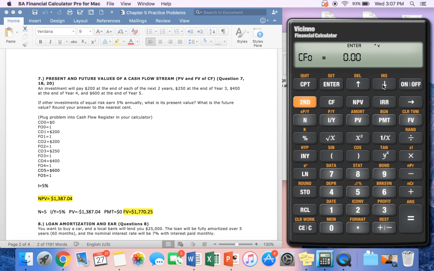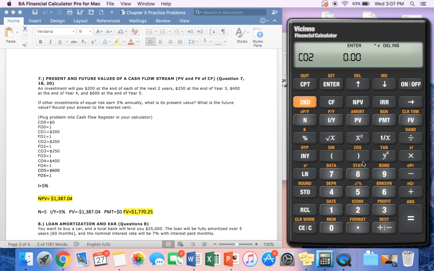I don't have any money today, so my cash flow sub 0 or today is going to remain at 0. I will, for the next 2 years, have $200. So you're going to plug in $200 for your cash flow, and depending on your level of sufficiency with your calculator, you can plug in a frequency of 1 here or a frequency of 2. If it's easier for you right now learning, just plug in a frequency of 1. If you feel more comfortable with your calculator, you can put in a frequency of 2 and skip to cash flow number 3 if you want. But for simplicity, let's just keep it at 1.